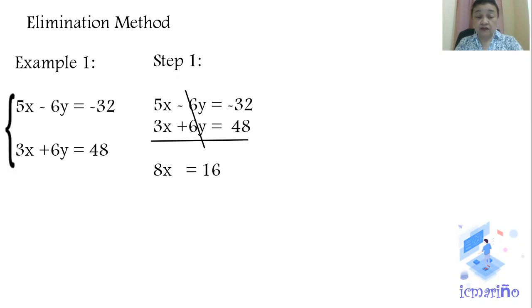And because we have 8x, that is multiplication, we have to divide both sides by 8 so that we can eliminate 8. Okay, so divide both sides by 8, and that will cancel out the 8, and that will give us x equals positive 2. And we can already solve for y by using the value of x.